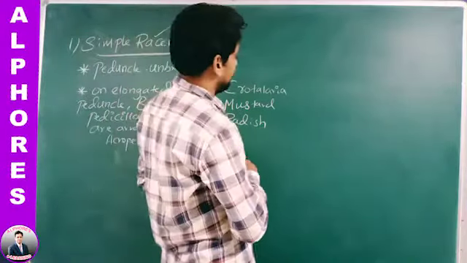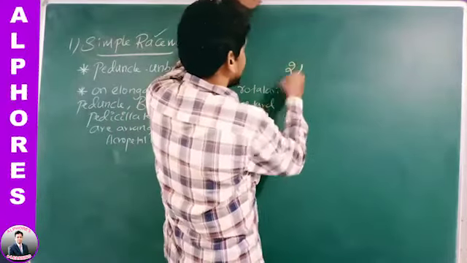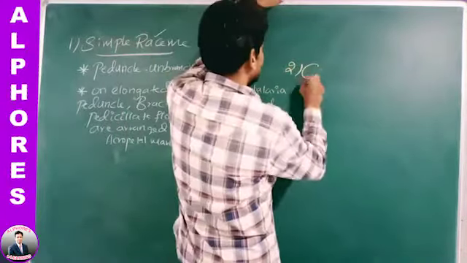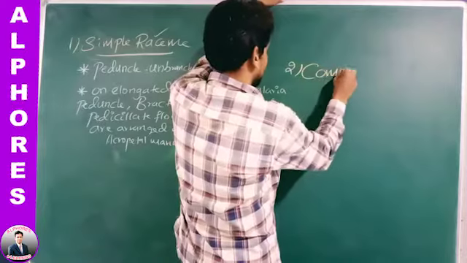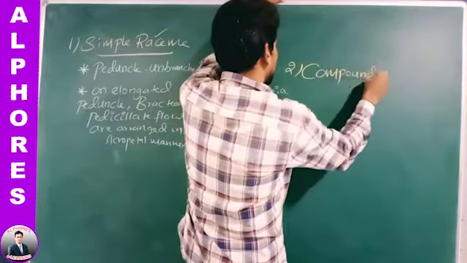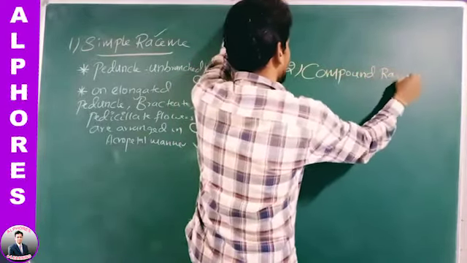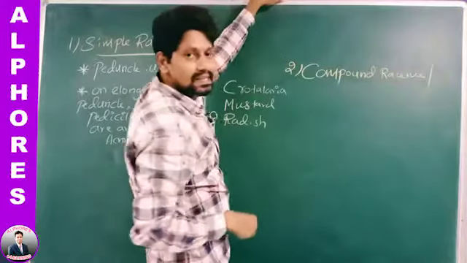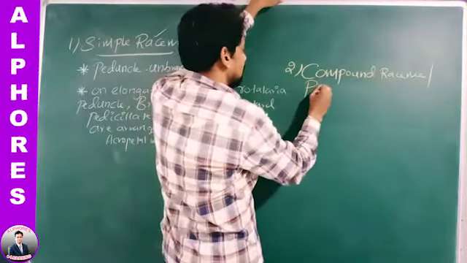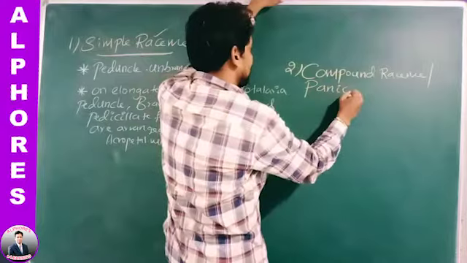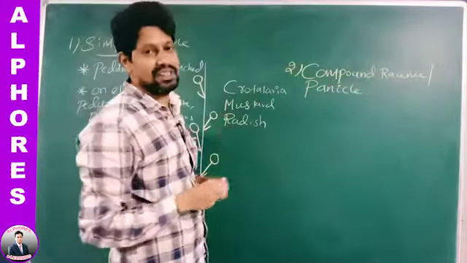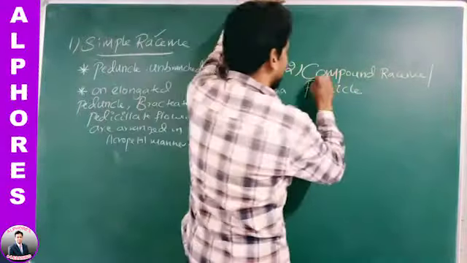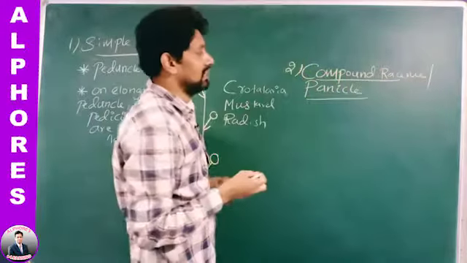Now go for number 2. The second one is compound raceme. Sir, compound raceme is also called as panicle. Compound raceme is also called as what? Panicle.